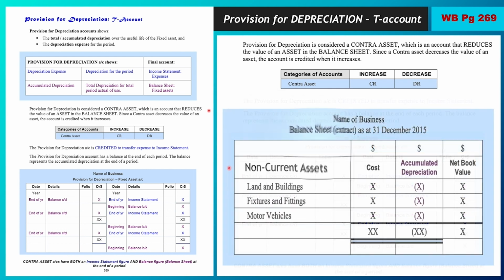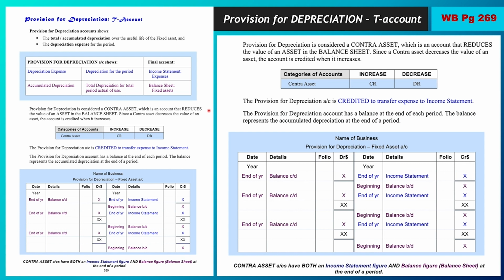So when we did the balance sheet, you saw cost, you saw accumulated depreciation, and your net book value was the cost less the accumulated depreciation. Because the accumulated depreciation is a reduction in the value of a non-current asset, that is considered a contra asset. And why is that important? That is important because now we are going to do the provision for depreciation account for the non-current asset. In other words, we are going to do the accumulated depreciation account for the non-current asset.